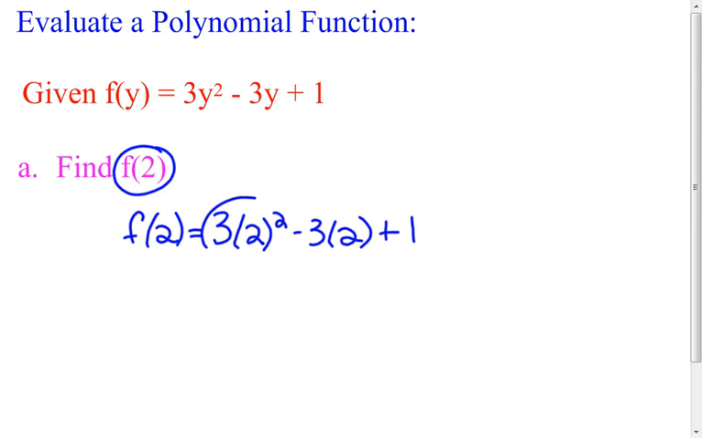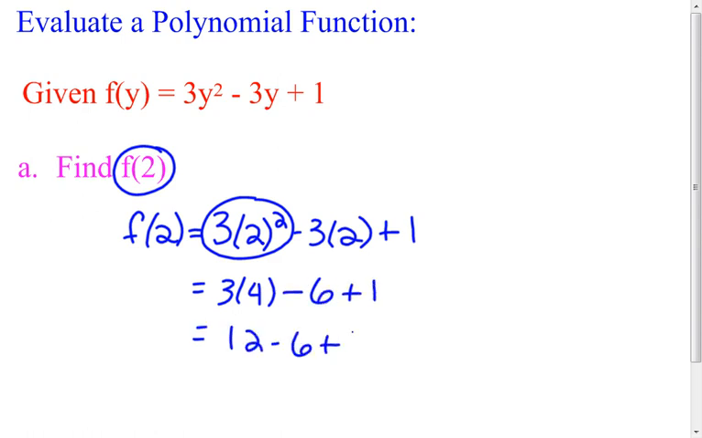Common mistake right here is that people will multiply 3 times 2 first and then square it. Remember that your PEMDAS, your order of operations, tells you that you have to do exponents before you can multiply and divide. And so I need to take 2 squared and get 4 first. And then, of course, I have 3 times 4 minus 6 plus 1. Of course, 12 minus 6 plus 1. 12 minus 6 is 6, plus 1 makes this whole quantity be 7. Okay?